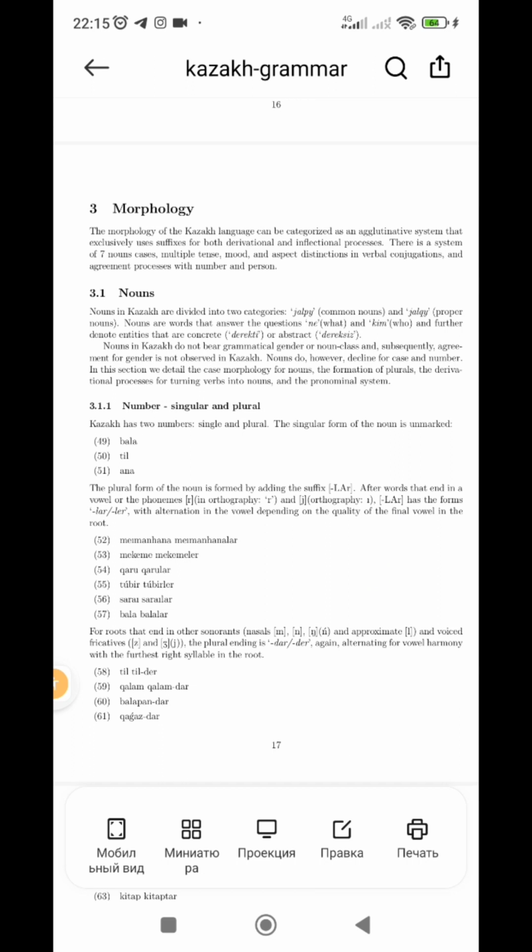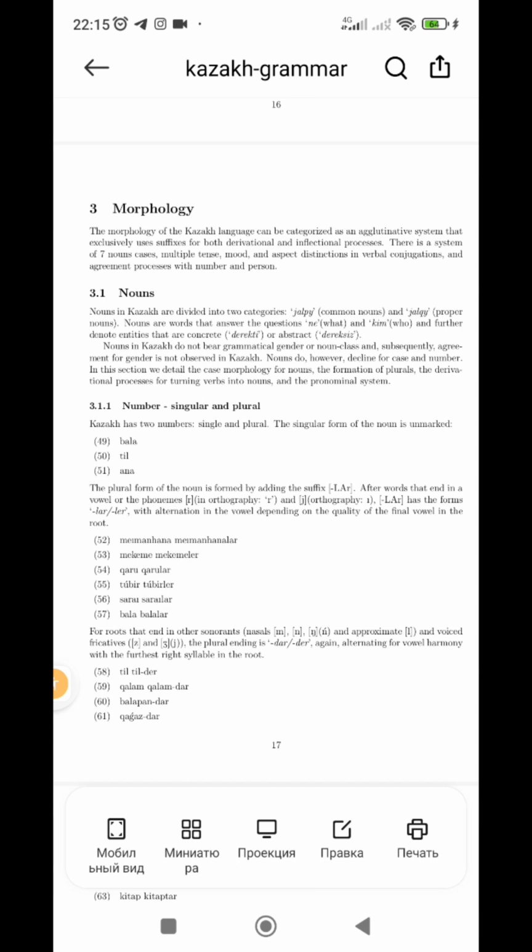Nouns. Nouns in Kazakh are divided into two groups: жалпы and жалқы. Жалпы means common nouns, and жалқы means proper nouns. Actually, in all languages, nouns are words that answer the questions не, which means what, and кім, which means who.